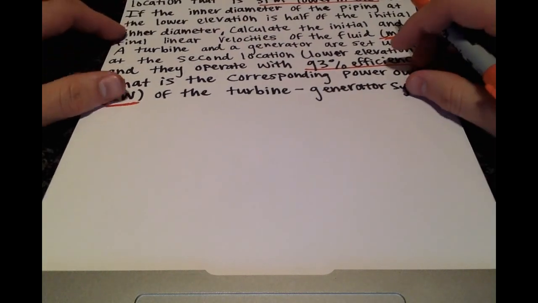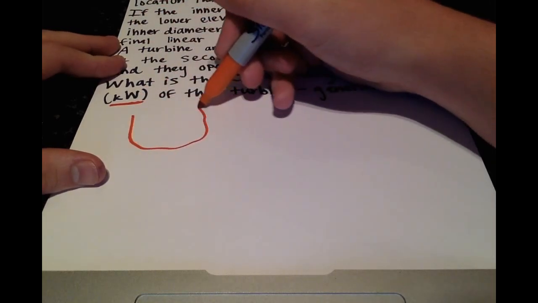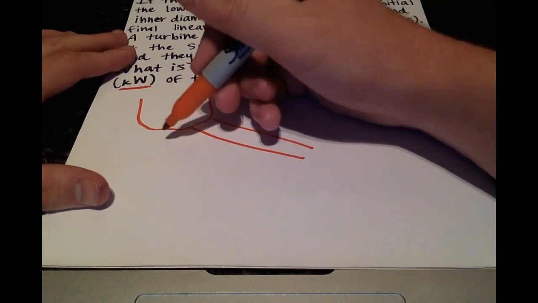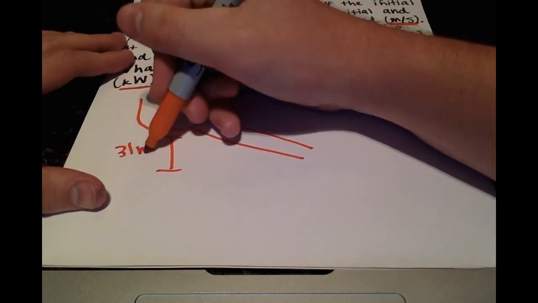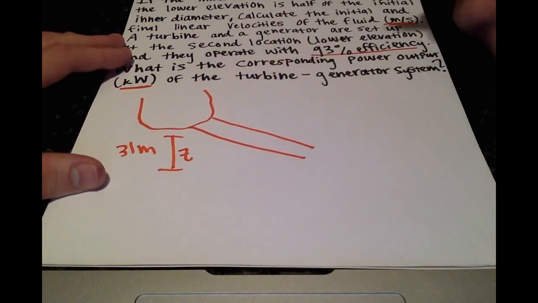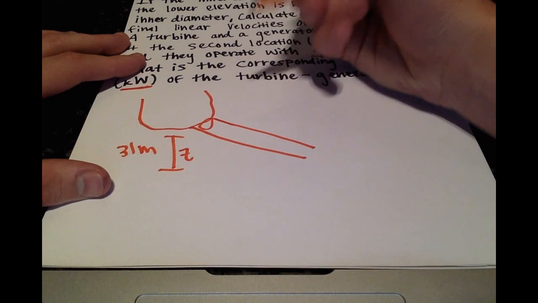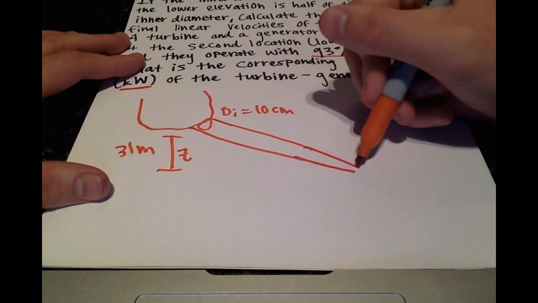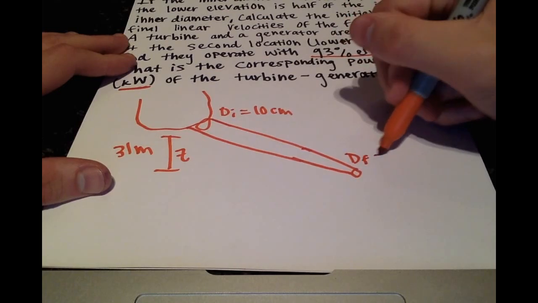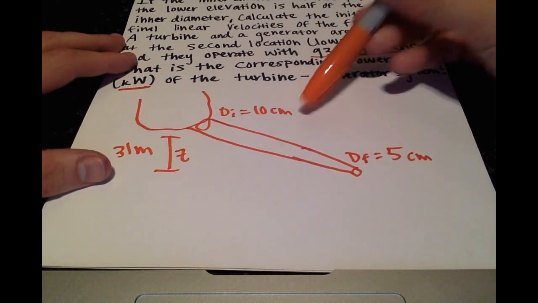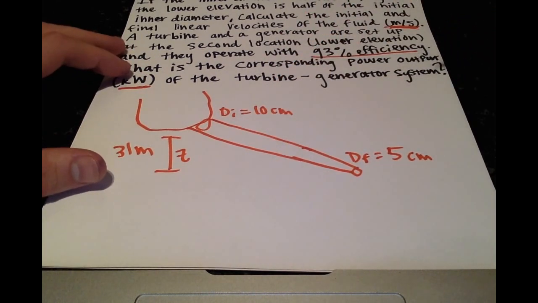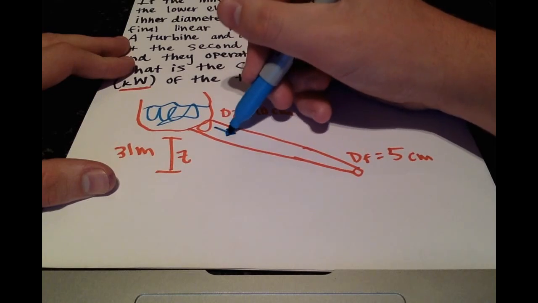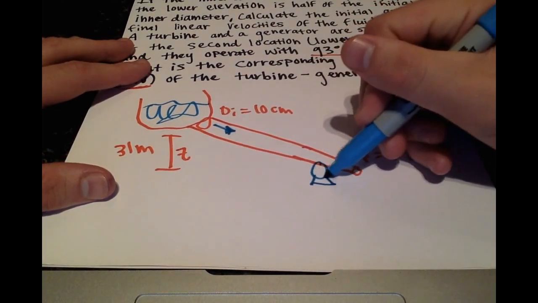Alright, so just to make a brief little visual, we have our body of water up here, and then we have piping going down in elevation, 31 meters to be exact. That's our Z value for the height. And then the piping at the beginning, the initial diameter is 10 centimeters, and at the end it gets a little more narrow, and the final diameter is 5 centimeters because we were told that it's half of the initial inner diameter. Okay, and we have all the water up here. It's going to be flowing through here, and we also have our turbine set up right there.